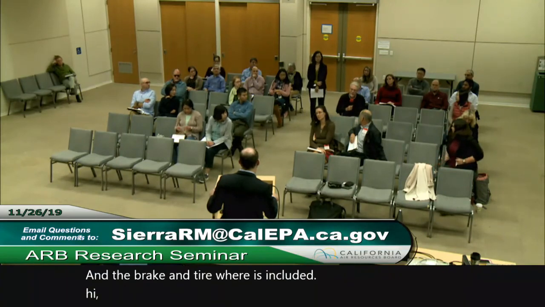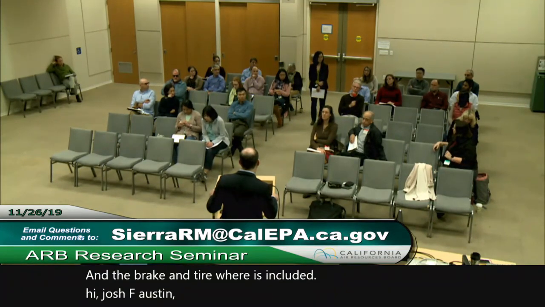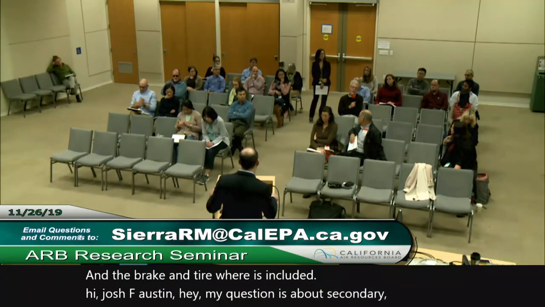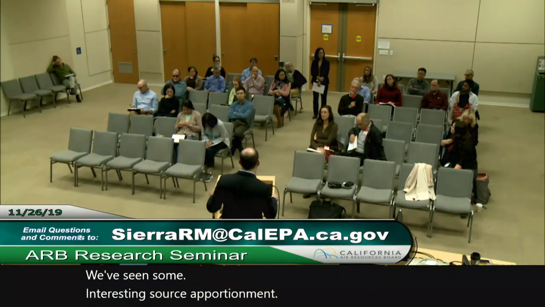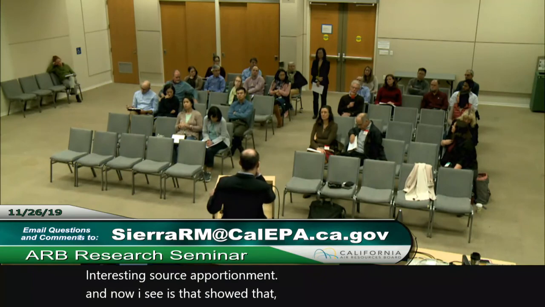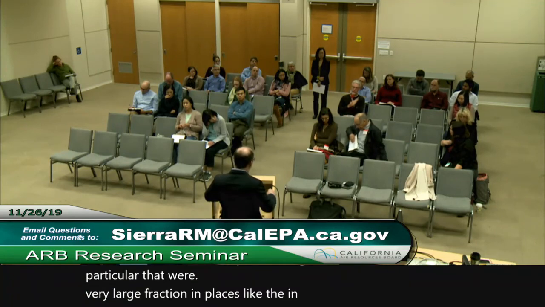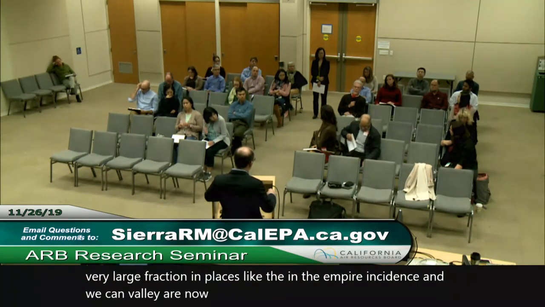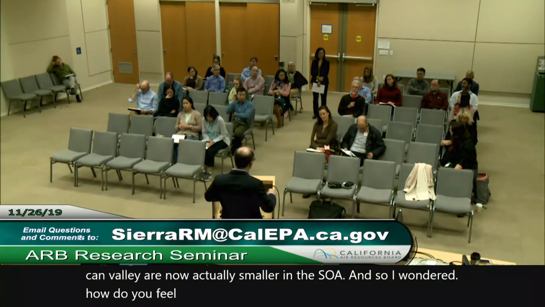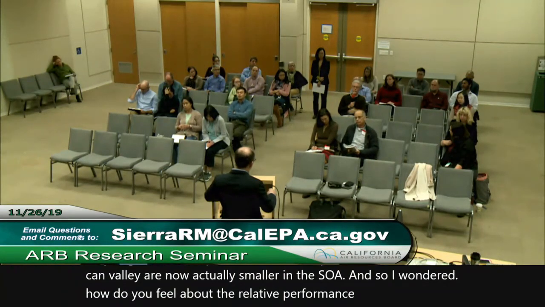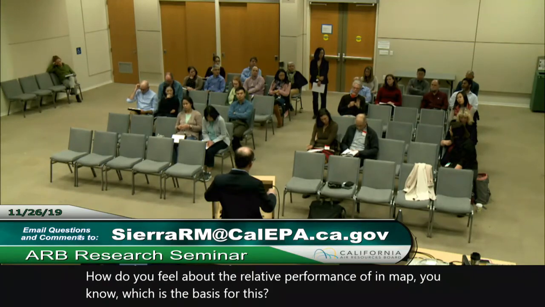Hi, Josh. Jeff Austin. My question is about secondaries. So lately we've seen some interesting source apportionment analyses that show that, for example, SOA is increasing as a fraction of the PM2.5 pie, while things like sulfates and nitrates in particular that were a very large fraction in places like the Inland Empire and Southern San Joaquin Valley are now actually smaller than the SOA. And so I wondered, how do you feel about the relative performance of InMAP, which is the basis for this, on SOA versus some of the other secondaries?